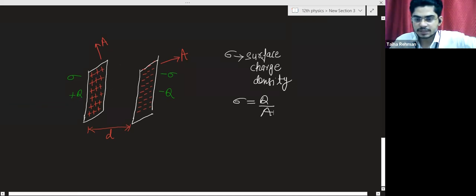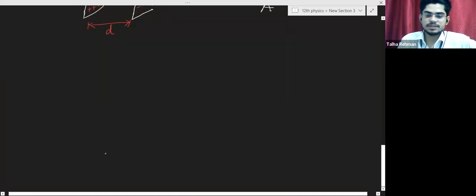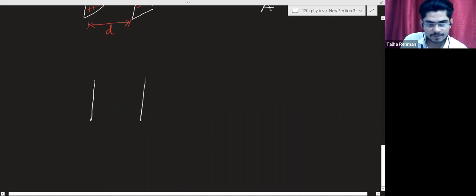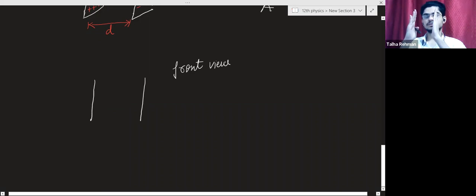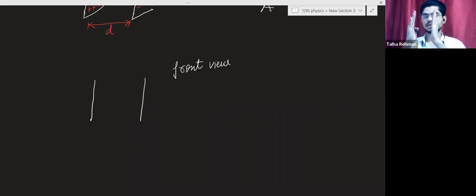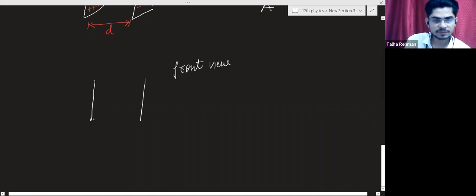And for your understanding, I want to tell you one very interesting thing. Suppose this is one plate. Now I am drawing the front view. Front view means your eyes are looking at the screen like this, so you will see two lines like this. Suppose this is the positively charged plate and this is the negatively charged plate.